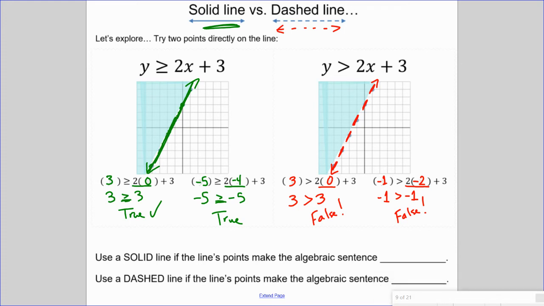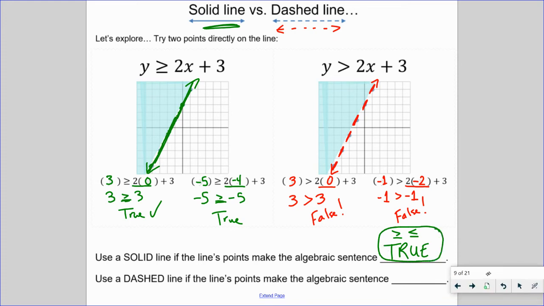So use a solid line if the line's points make the algebraic statement true. As an example, I would say greater than or equal to, less than or equal to. It's all about that equal piece. On the other hand, use a dashed line if the line's points make the algebraic statement false. That would be a less than or a greater than.